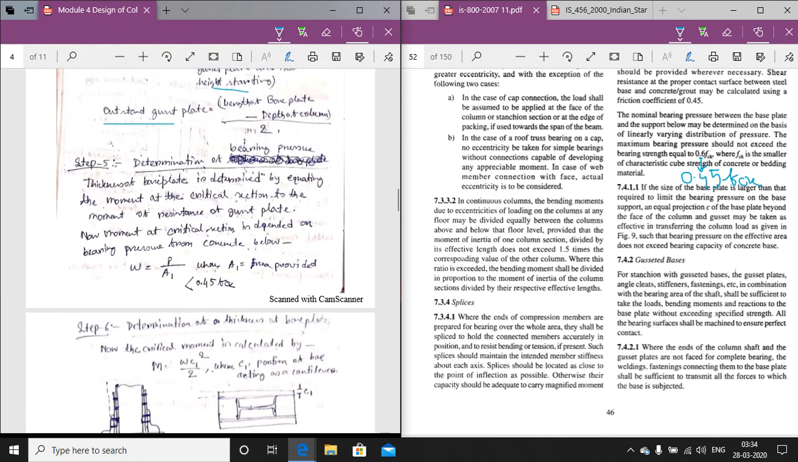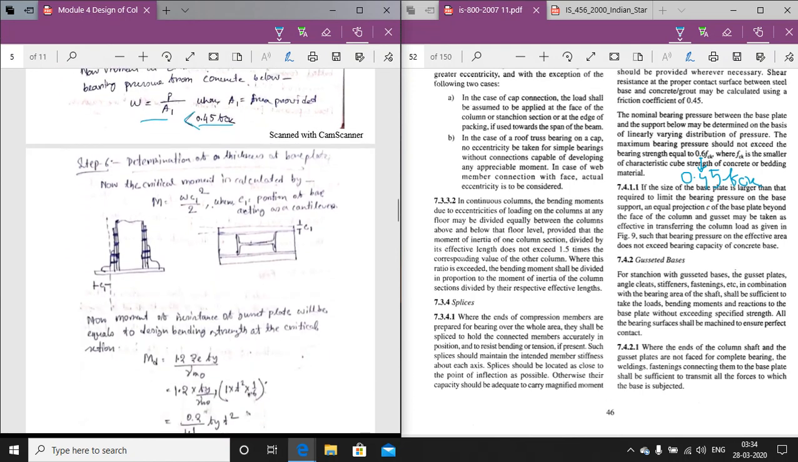Coming to step 5, determination of bearing pressure. It is same as in the case of normal slab base, that is w is equal to P by A1, which should always be less than 0.45 fck. This has to be taken care of. Okay, now next coming to how to determine the thickness of the gusset plate.